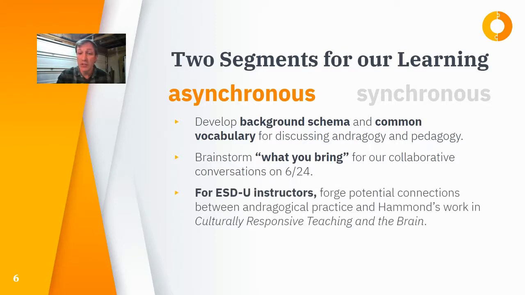For you ESDU instructors, you're going to start thinking about some potential connections between andragogical practice, adult learning practice, and culturally responsive teaching in the brain, which is a text that I know the faculty have been focusing on. If you are not part of the ESDU faculty, you don't have to have this book. If you're not familiar with it, it's a great one, but you don't need to have access to it or familiarity with it if you are not one of the ESDU faculty.